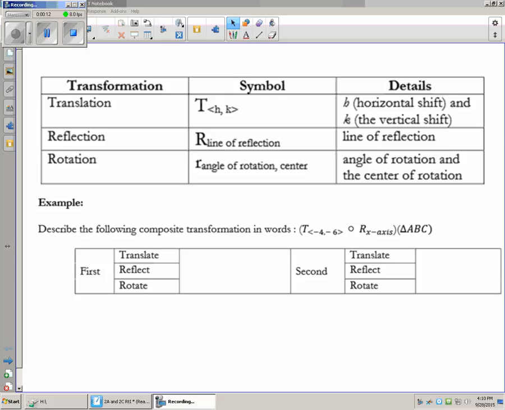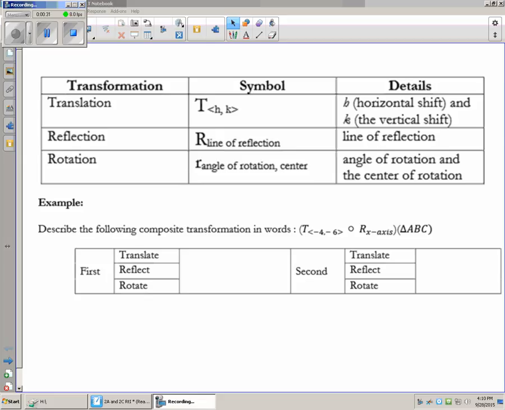First, a translation. A translation is noted in function notation with a capital T, along with a subscript which tells us the distance and direction, which is noted by a vector. Remember, the H tells us the horizontal shift and the K the vertical shift.